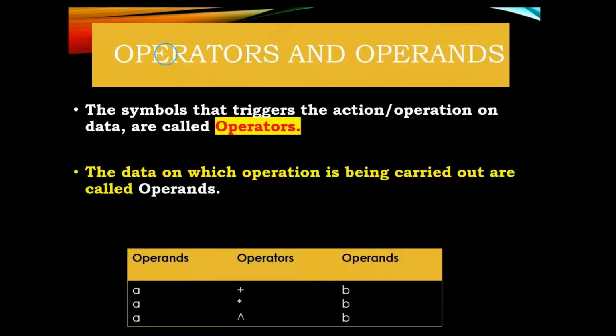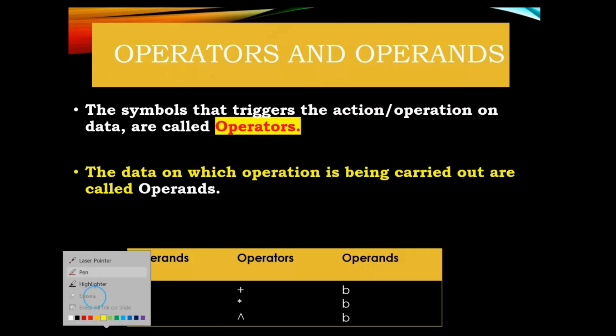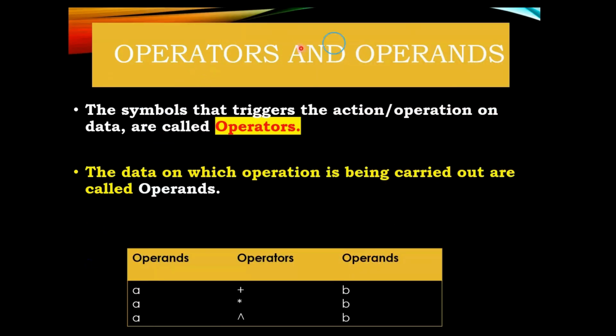Before learning the types of operators, we are going to learn what is meant by an operator and what is meant by an operand. Let us read the definition. The symbols that trigger an action or operation on data are called operators, and the data on which the operation is being carried out are called operands.